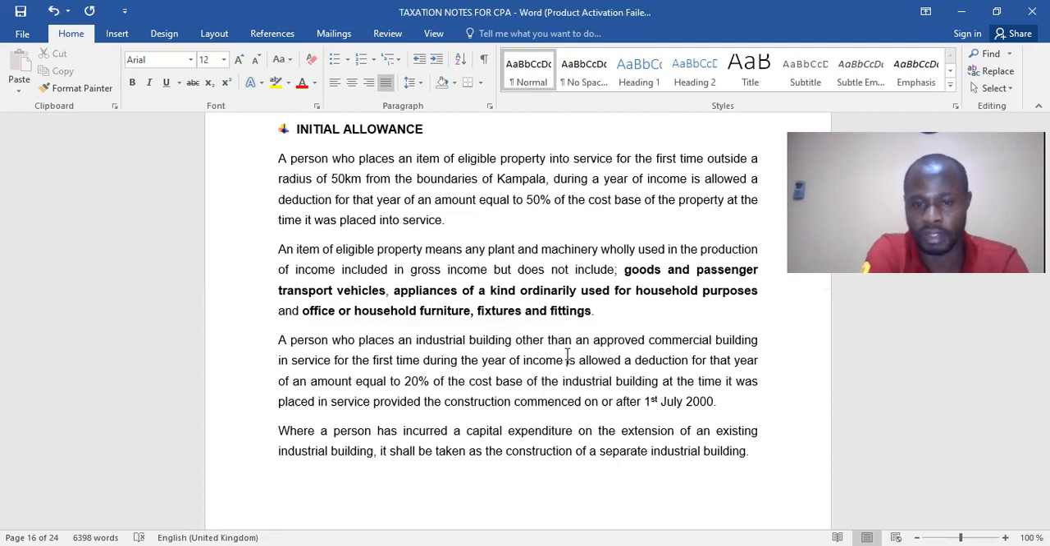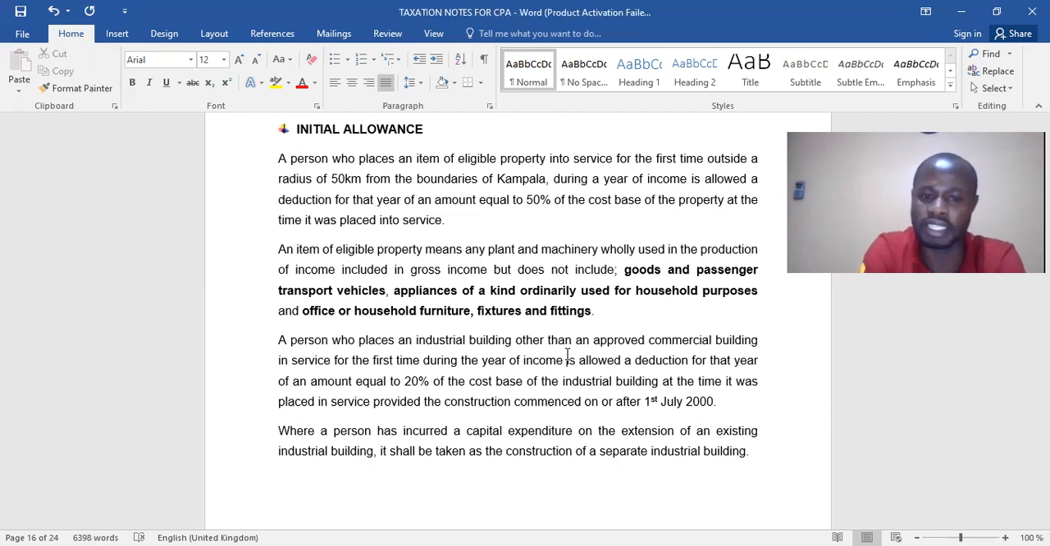This one doesn't include those items. Okay, I've seen it. An item of eligible property means any plant and machinery wholly used in the production of income, included in gross income, but does not include goods and passenger transport vehicles, appliances ordinarily used for household purposes, and office furniture, fixtures, and fittings. So note that not every depreciable asset would qualify for initial allowance. That condition is there.